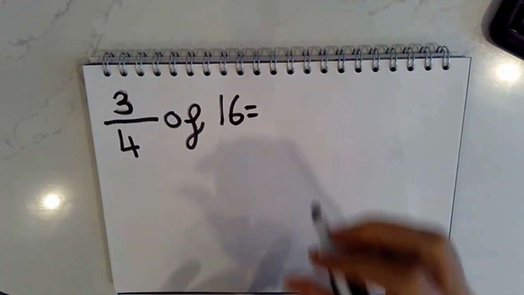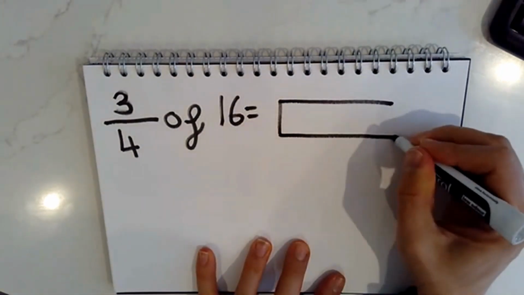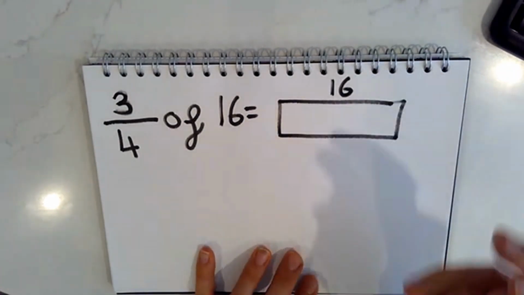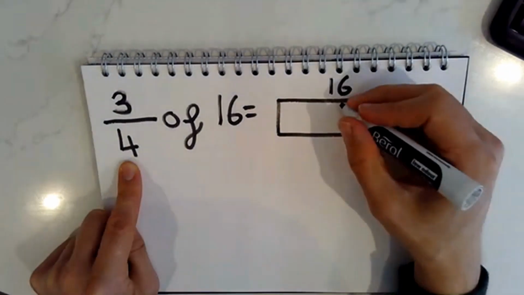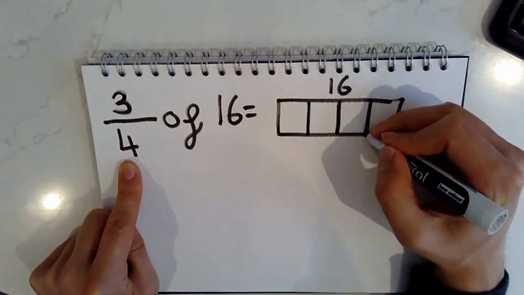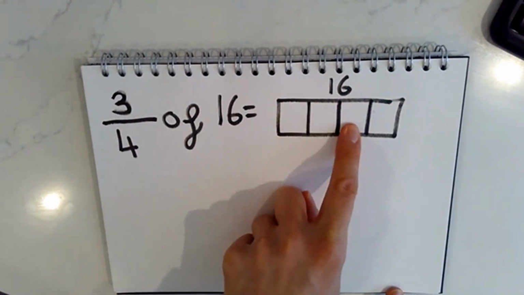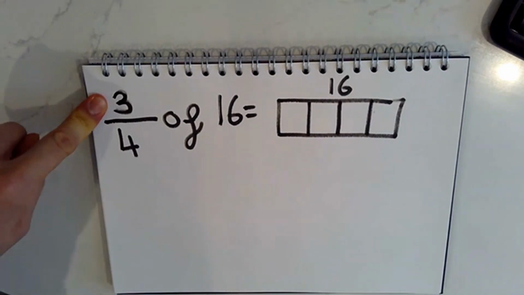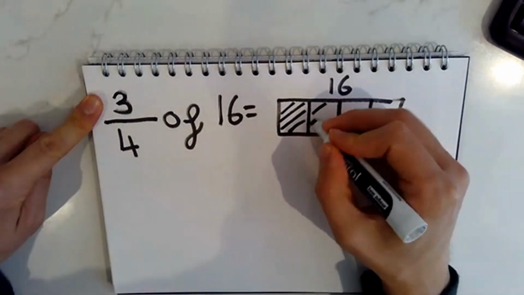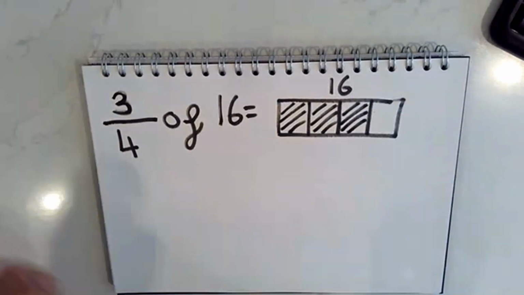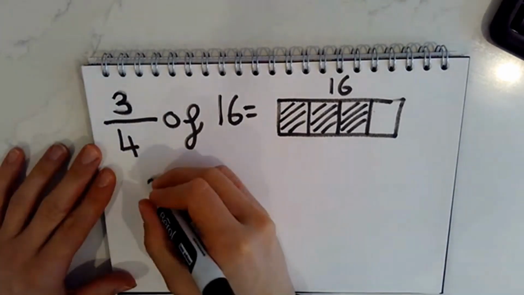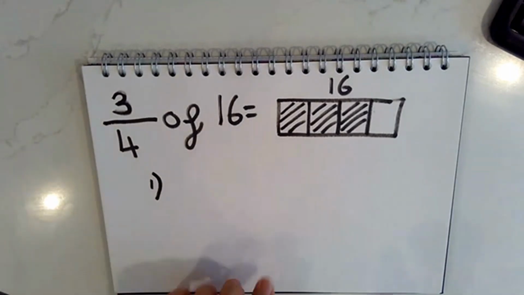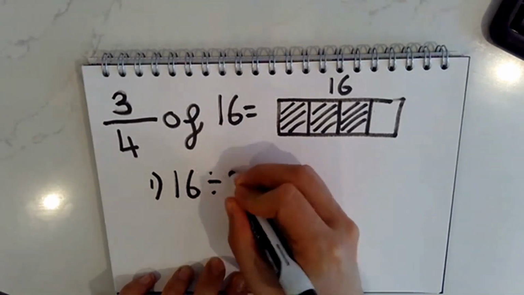The first thing I'm going to do is draw the bar. I know my whole is worth 16, but I want to know what 3/4 are. When I have quarters, I have 4 equal parts. 1/4, 1/4, 1/4, 1/4. But Year 2, how many quarters am I trying to find? 3. So I want to know what 3/4 of 16 is. That's the front door, don't worry. Well, to do that, step 1, I'm going to divide the whole by 4.